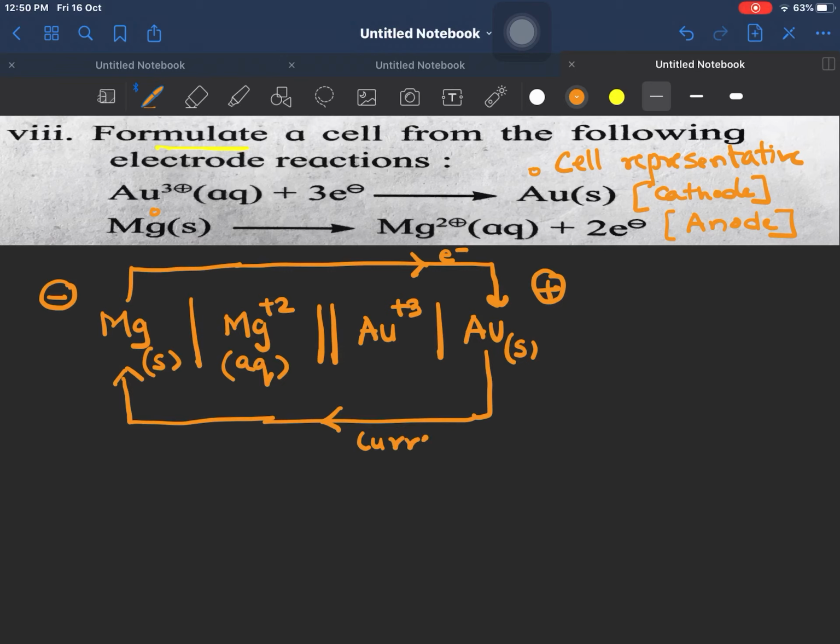So this I am showing you, the conventional current. Put up the proper state of all the solution and the electrode which is in solid form. This is how we represent a cell. So that's the meaning of formulate a cell.